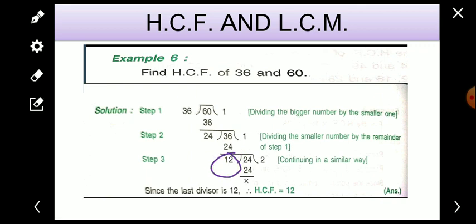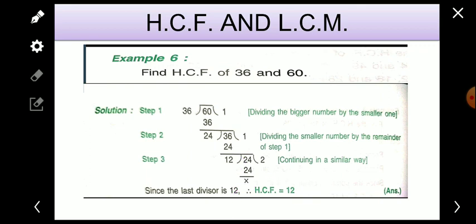Again, what we'll do: this number, the one we were dividing by last time, 24. So again 24 will be divided by the remainder. Like this we will keep on dividing by the remainder again and again until we get 0 as the remainder. Here we have seen that after dividing by 12 we got the remainder 0. So at last, whichever number divided and gave the remainder 0, that last divisor is known as the HCF. Here the last divisor is 12. So 12 is the HCF.